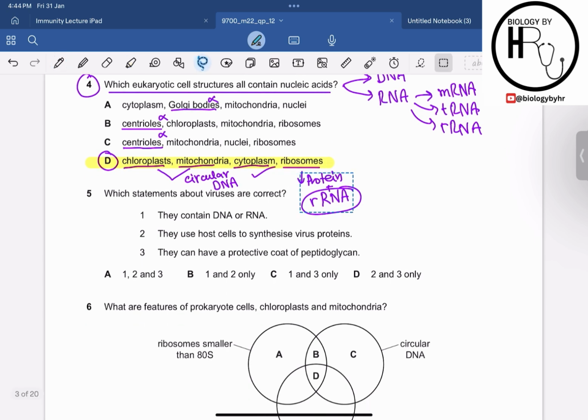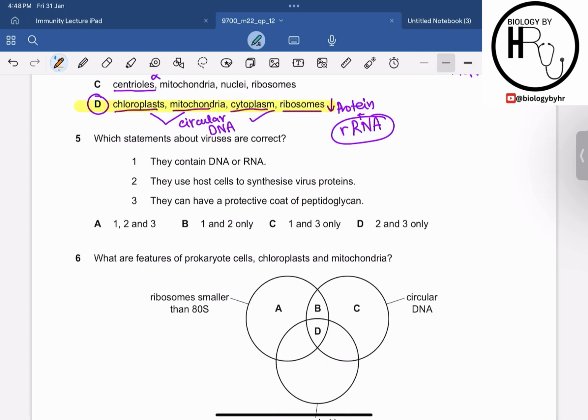Now let's move on to question number 5 over here. It says which statement about the viruses is correct. Now in statement 1, they are saying they contain DNA or RNA. Yes, it is correct. Plus it also contains a protein coat, right? The protein coat basically surrounds the DNA or the RNA.